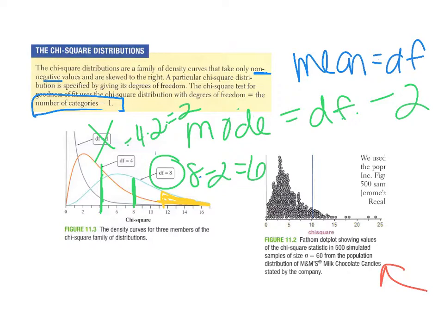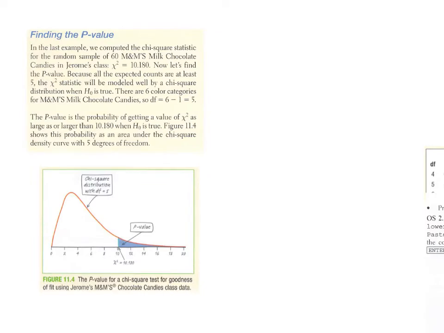And so in this particular example, here's our value right there. So that's our chi-square value. And so we could be looking at the probability over here, which looks like we'll get a decent size p-value off to the side there. So speaking of that p-value, here's our official example for it. You computed the chi-square statistic in the random sample at 10.18, and now we're going to find the p-value.